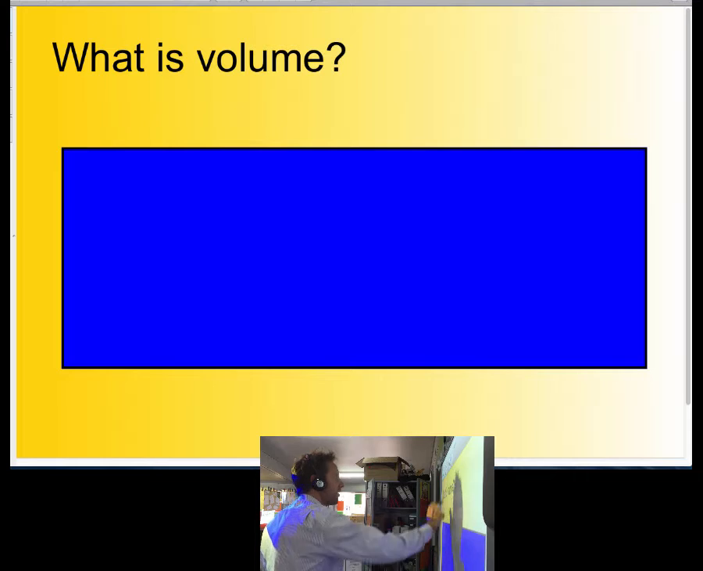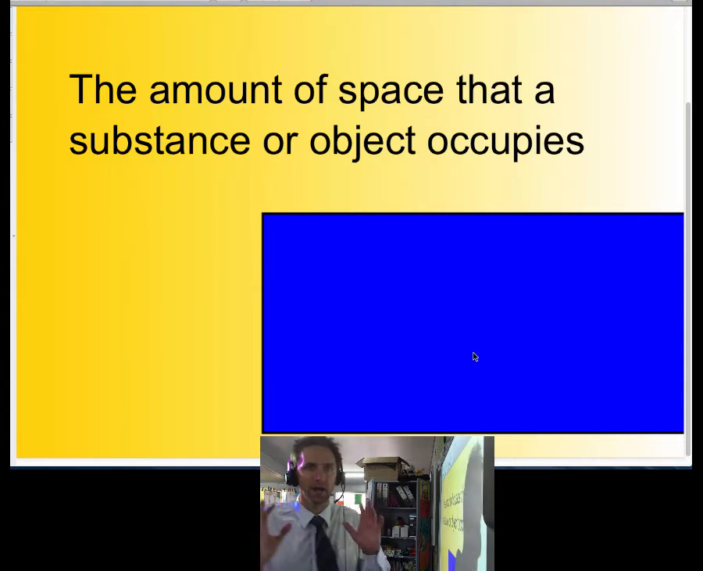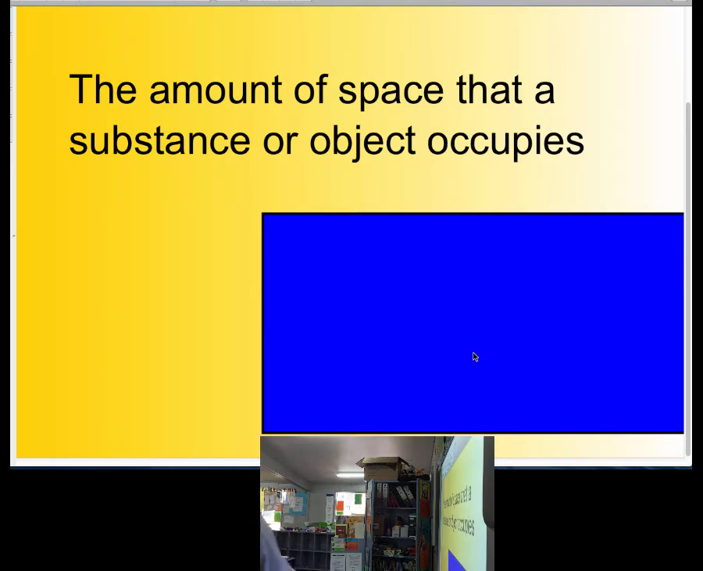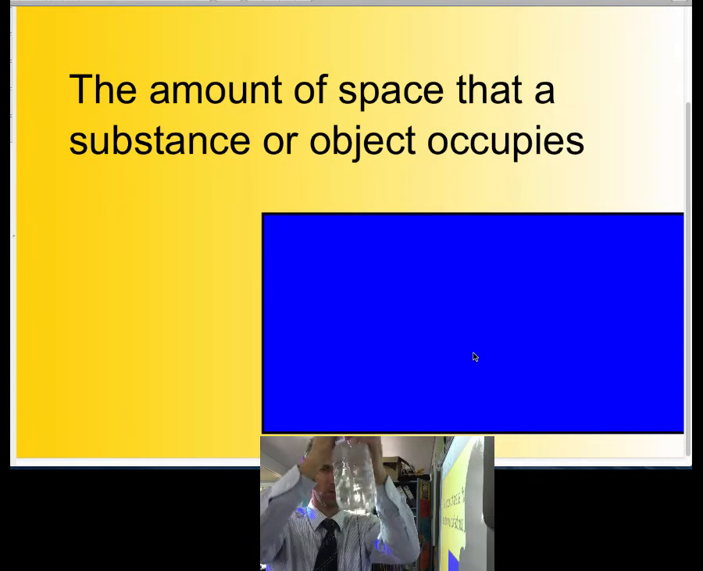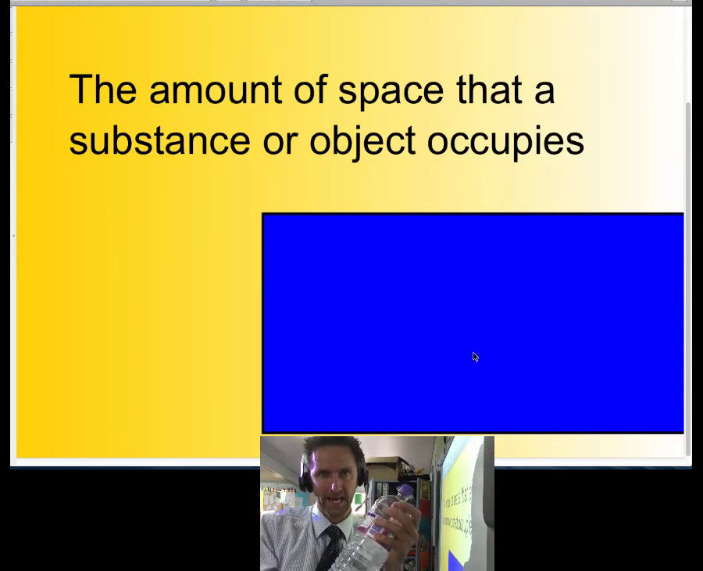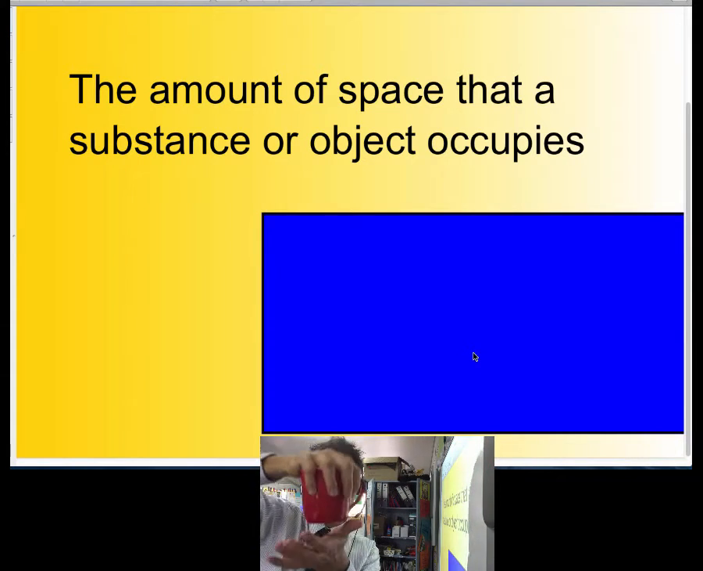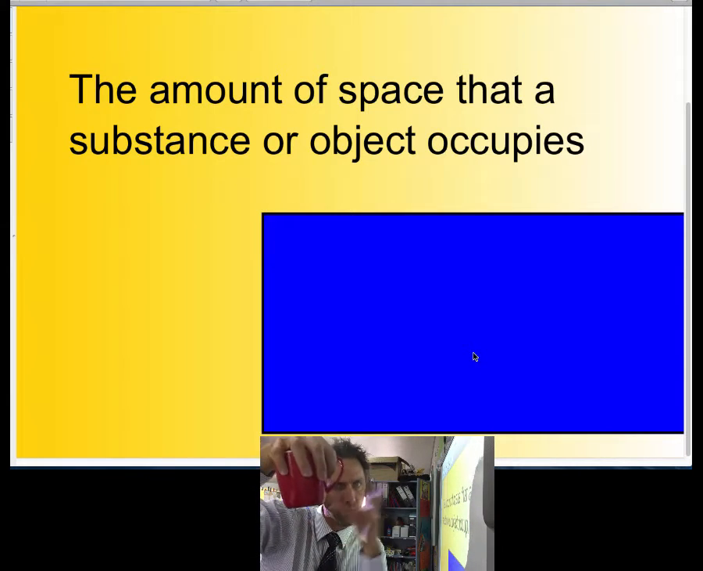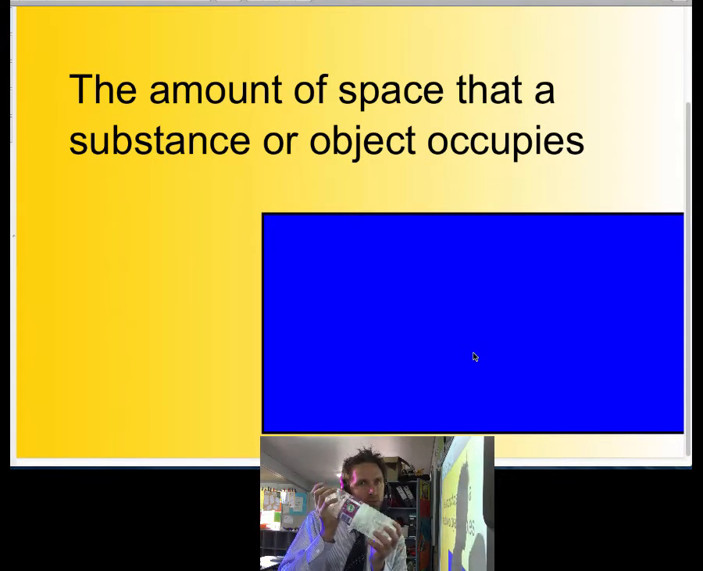Okay, I hope you're back, guys. Volume is the amount of space that a substance or an object occupies. For example, the water in my bottle takes up a certain amount of space. So we might say, what is the volume of water in this bottle? There is also a certain amount of space taken up by this cup. We might say, what is the volume of air in this cup? Area is about a flat surface, but when we talk about volume, we're talking about the space within an object.